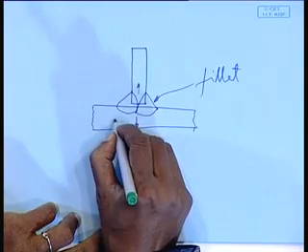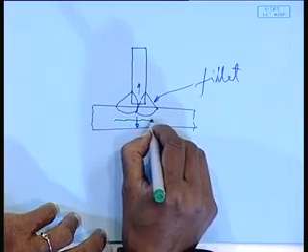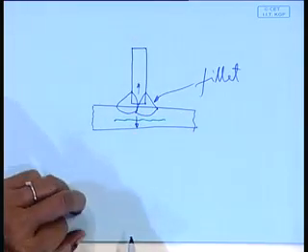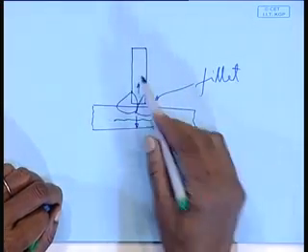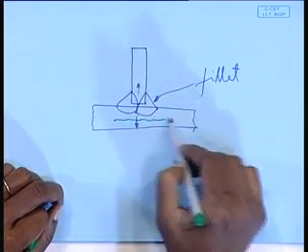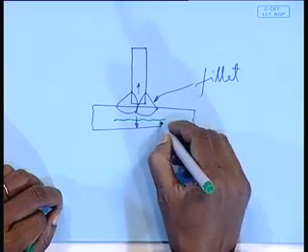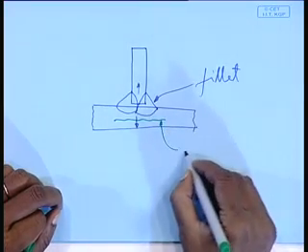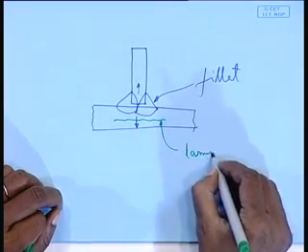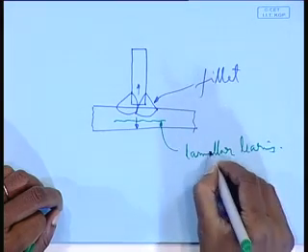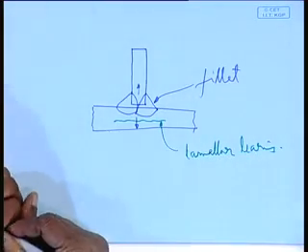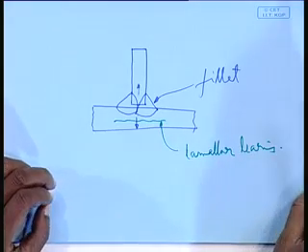sometimes a defect of this type is observed. A crack forms in the base plate over which that T member is fillet welded. This is what is called lamellar tear, lamellar tearing, right? This is because of the thermal stresses.